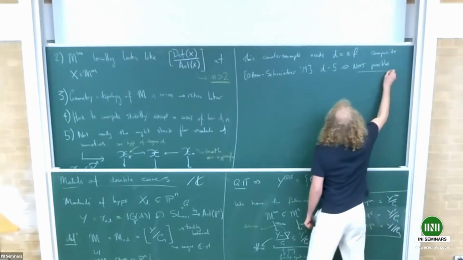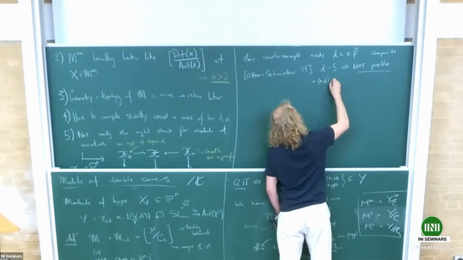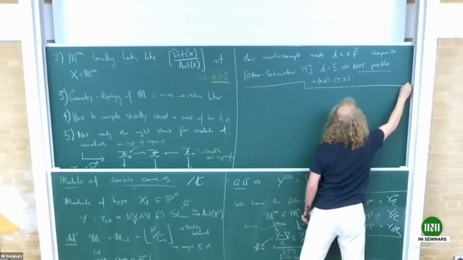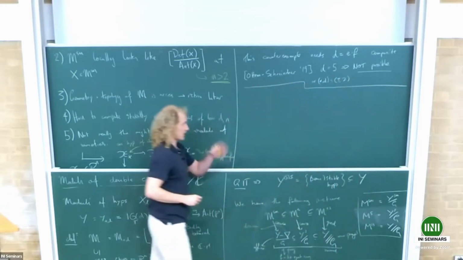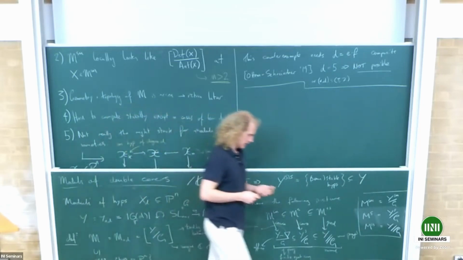So this is not possible for D equals 5 or D equals 7. We can't do it for septic surfaces as well, but their method doesn't generalize to septic hypersurfaces in general. Okay. Right.